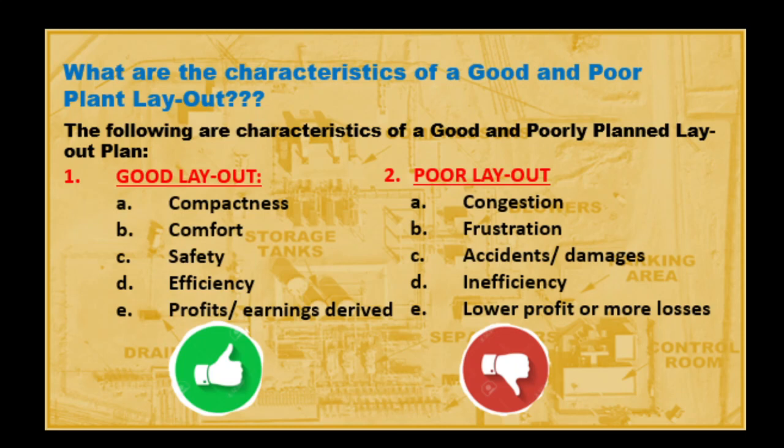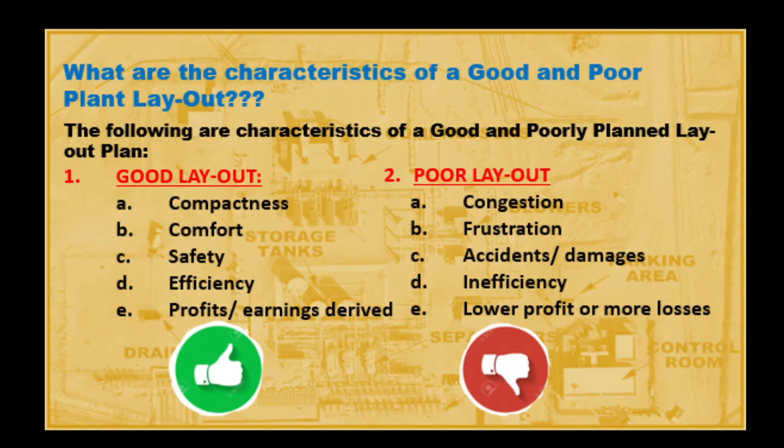So, first one, there is congestion. Narrow o too compact space kung saan yung mga workers natin are finding it difficult to move or work freely. So, second characteristic is frustration. With poor layout, there is this possibility of narrow working space which leads to the frustration of the workers. Mas madaling mainis yung isang tao kung hindi siya mapag-move properly.